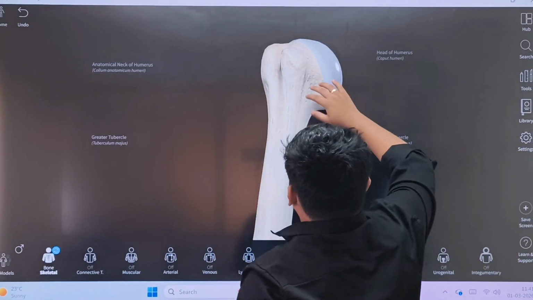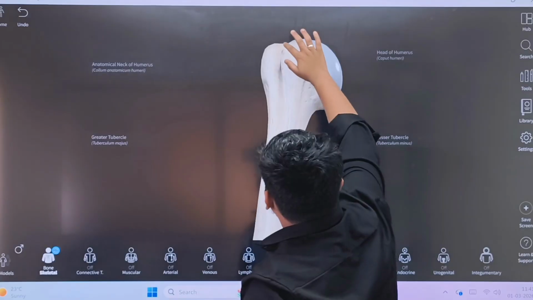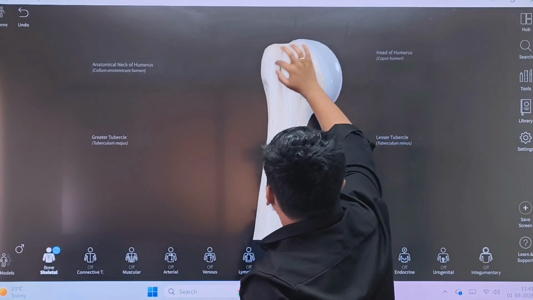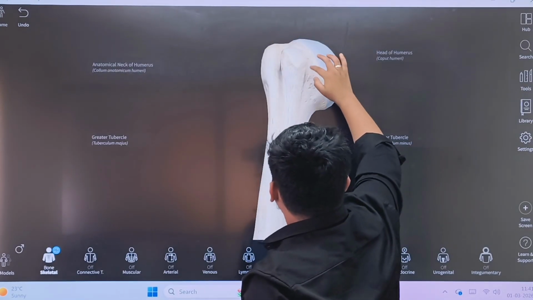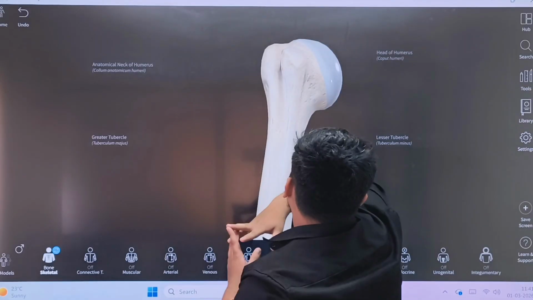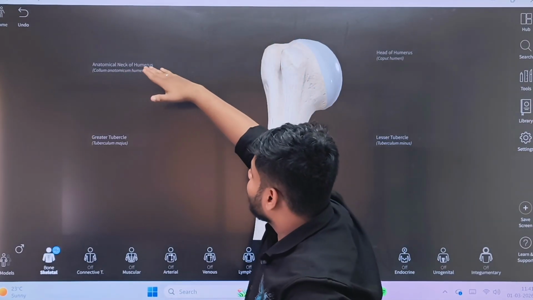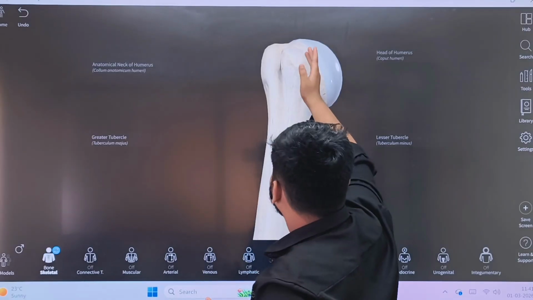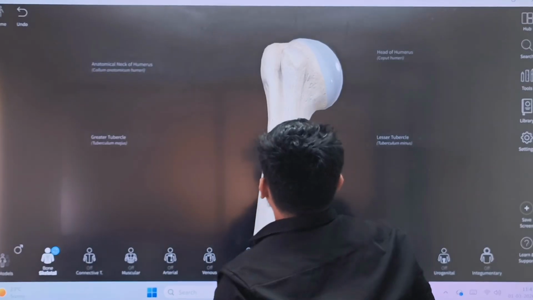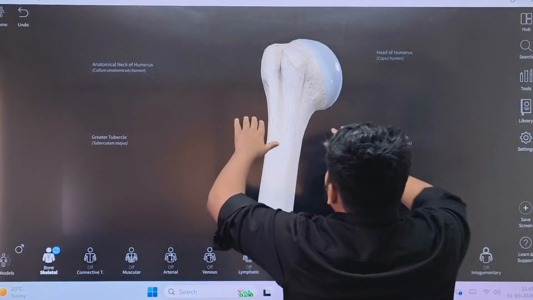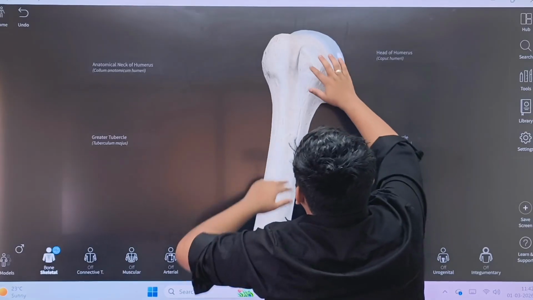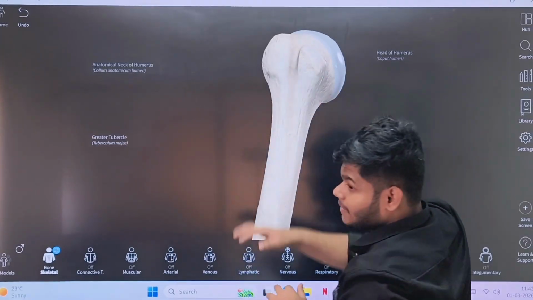Now at the upper part, let us see here the presence of the greater tubercle and here the lesser tubercle. The greater tubercle is present on the lateral side and the lesser tubercle is present on the medial side. Between them, there is the formation of the intertubercular sulcus or bicipital groove.